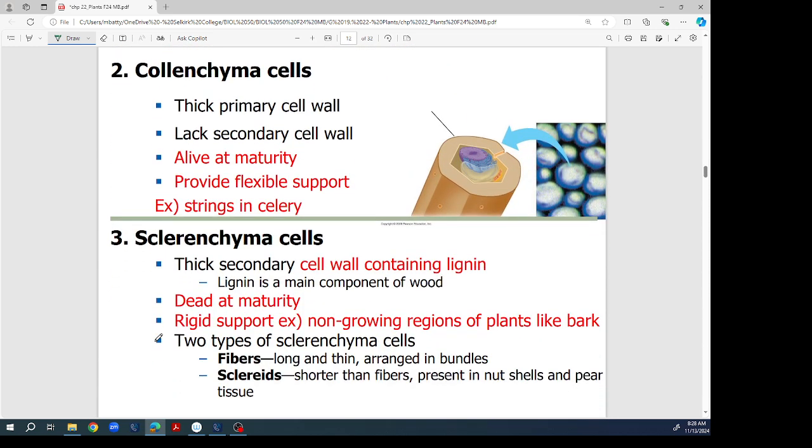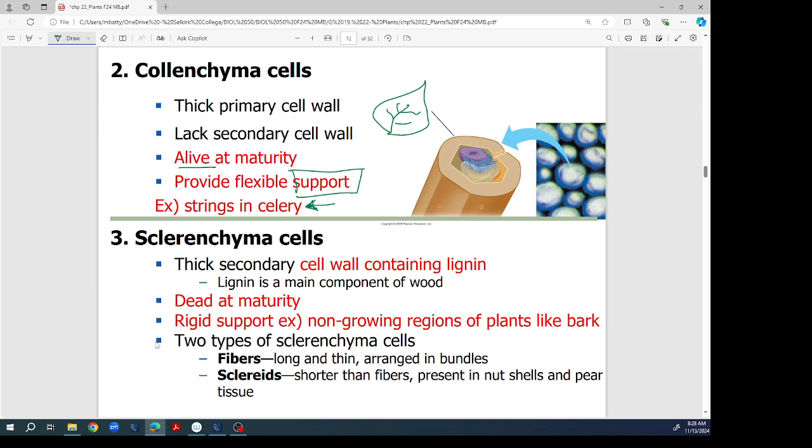So the next kinds would be the collenchyma cells. So the collenchyma cells are more about support. And so they again are alive at maturity. And the example I have here is the strings in celery. Or you could think about any of those branching patterns of a leaf. So the cells that line those veins on the outside would be collenchyma cells.